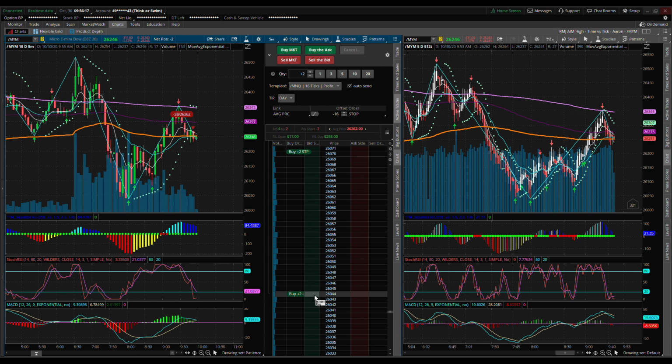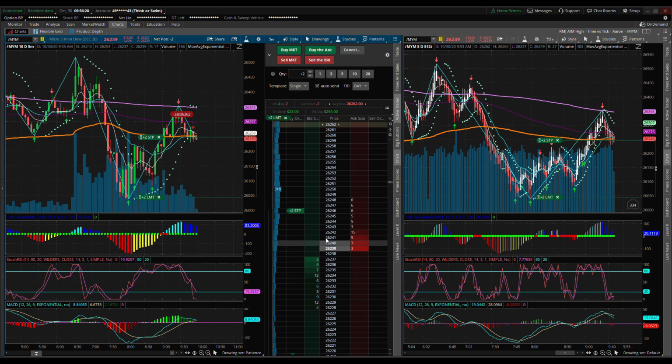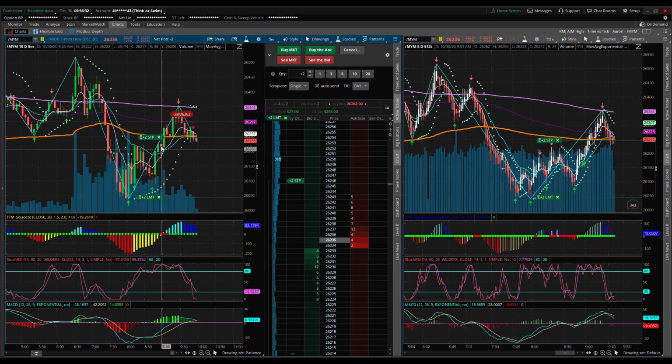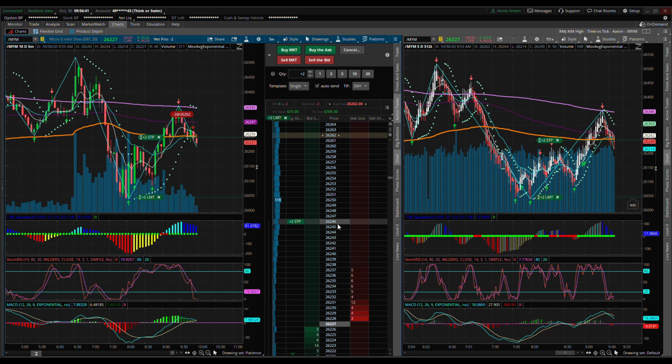And before I enter that, I can see that our profit PL open is about $20. So I'm gonna enable that order. Visually you can see that's what it looks like, and you can see it on the chart as well. So basically, if this price ever gets to 26,246, then we're stopped out.